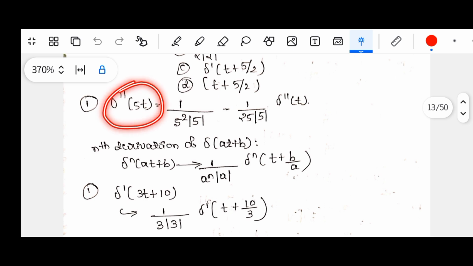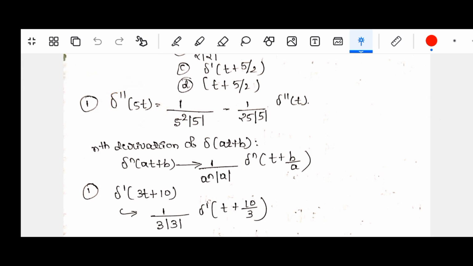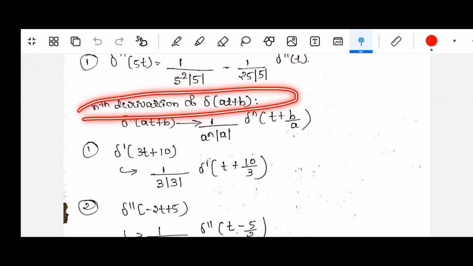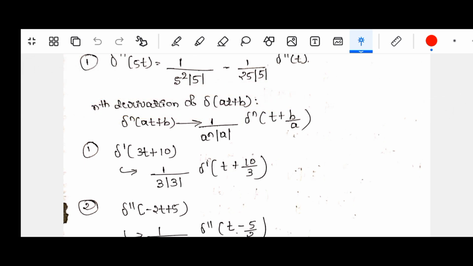δ''(5t). Therefore 1 divided by 5 squared into mod of 5. So 1 divided by 25 into mod of 5, δ''(t). For the nth derivative of δ(at plus b), δⁿ(at plus b) is equal to 1 divided by a to the power of n into mod of a, δⁿ(t plus b by a).